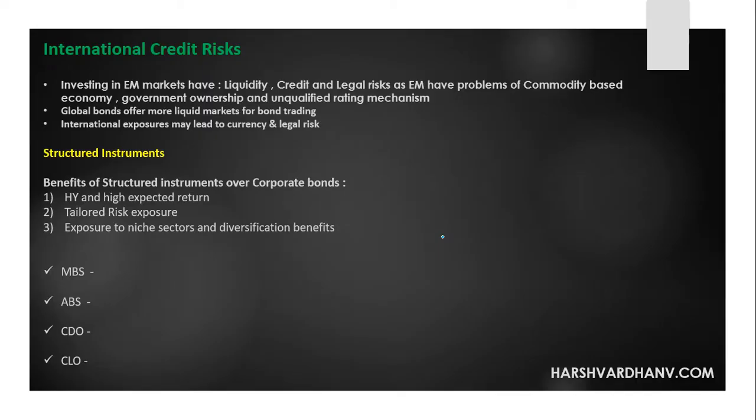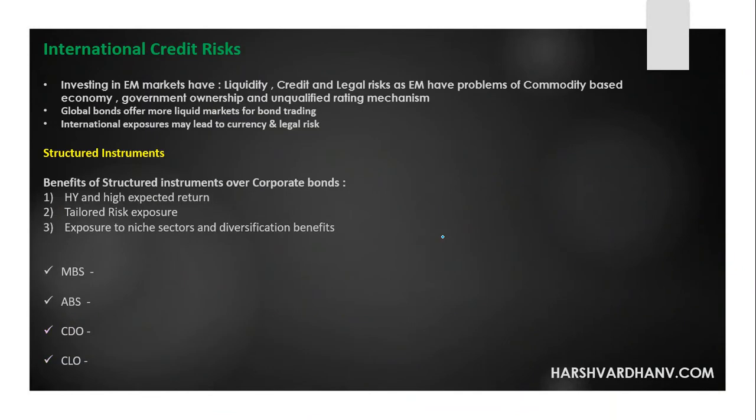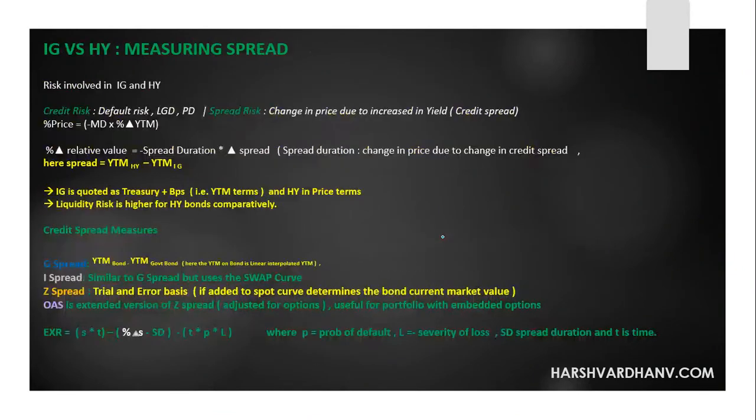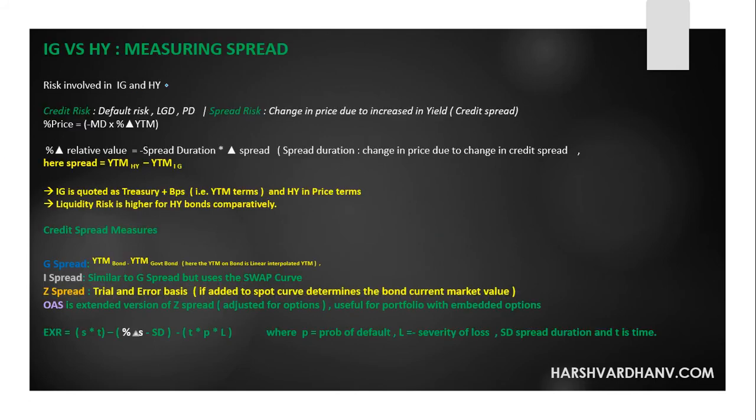The next chapter is a short one. I can cover it in this one, okay, let's cover it and get done with fixed income. The next chapter is credit strategies. So credit over here means the riskiness of a bond, the default risk of the issuer who has issued the bond. Risk involves IG and HY.